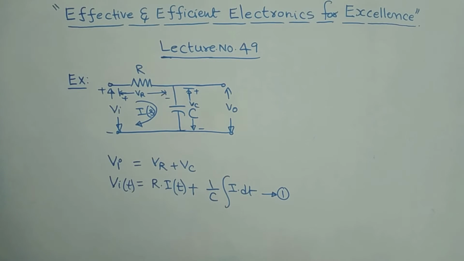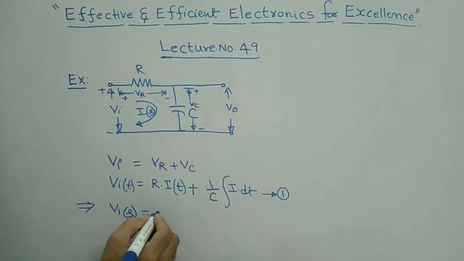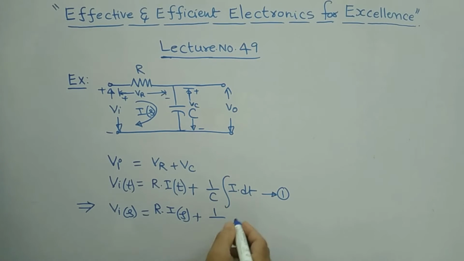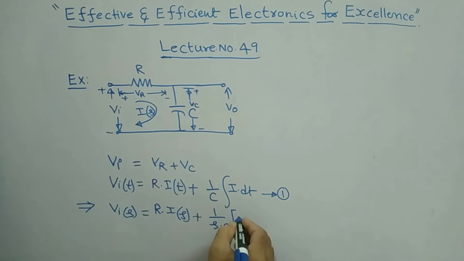Now apply the Laplace transformation to equation number 1. Time domain converts into S domain, so Vi of S is equal to R into I of S plus 1 by S into C. One integration means definitely one S should come in the denominator. Then it becomes I of S.